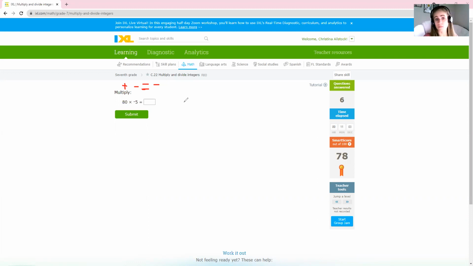Now, if you're able to do this in your head, awesome. But if not, let's do a quick refresher on how you can work out multiplication. 80 times 5. 5 times 0 is 0. 5 times 8 is 40. Our answer would be 400, but is it really 400? It's a -400, because what we found out earlier was our signs were different, which means our answer needs to be negative.